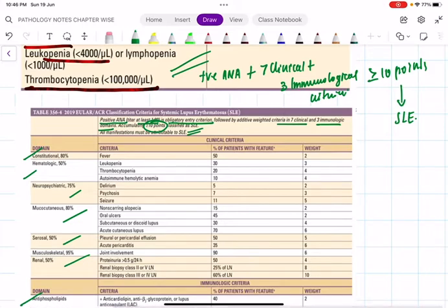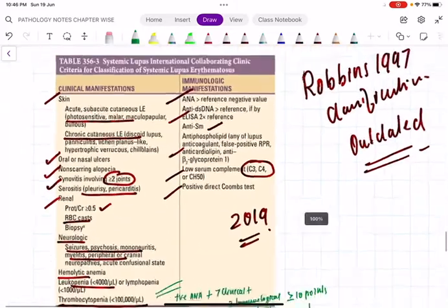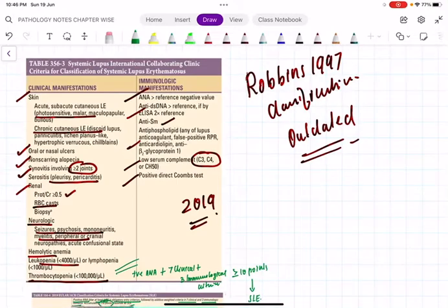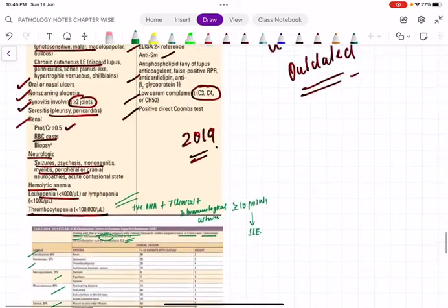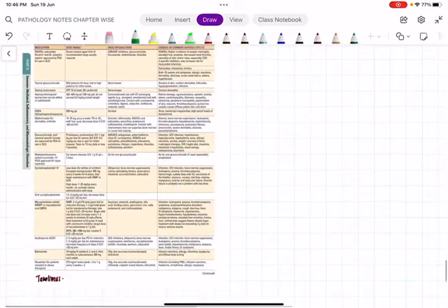Just remember this final inference: more than or equal to 10 points, we will diagnose as having systemic lupus erythematosus. But this table is very important, the clinical manifestation and the immunological manifestation; you have to remember it is the 2019 update. Okay, so once this is done, so far we have diagnosed that the patient has systemic lupus erythematosus.